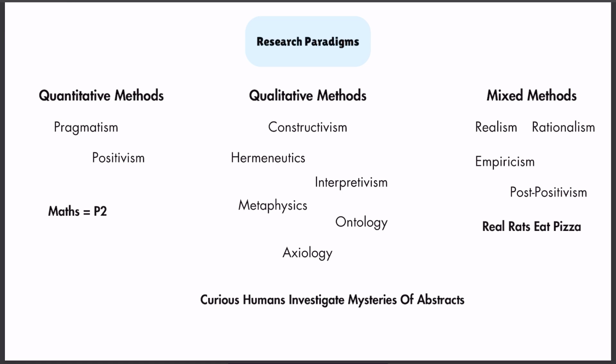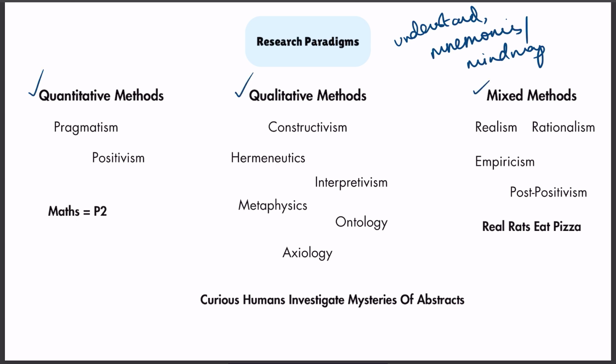Now, in order to make revisions easy for you, you first have to understand well, and second, use visualization methods like mnemonics and mind maps. This is a mind map that I've created. I've grouped quantitative methods, qualitative methods, and mixed methods together. One way you can remember is that quantitative methods are related to maths, so maths is equal to P squared: pragmatism and positivism.